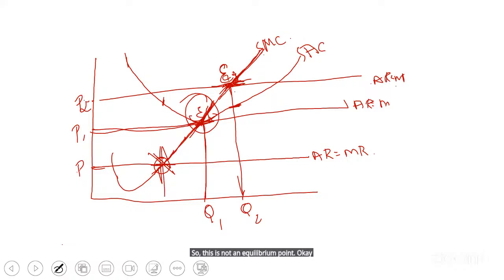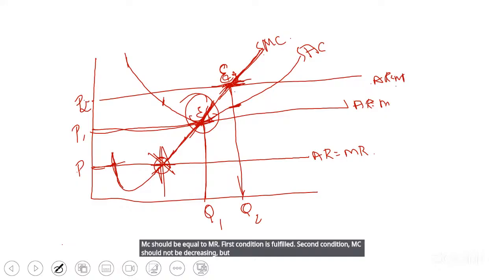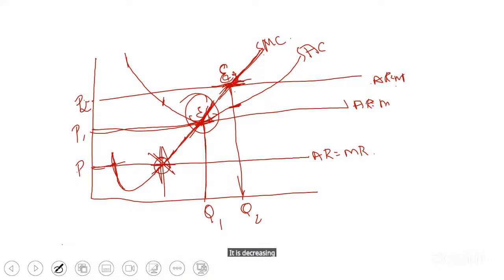Okay. Let's check this point. MC should be equal to MR. First condition is fulfilled. Second condition, MC should not be decreasing. But what's happening here? It is decreasing. Second condition is not fulfilled. Third one, MC should cut the MR curve from below. But what is happening here?